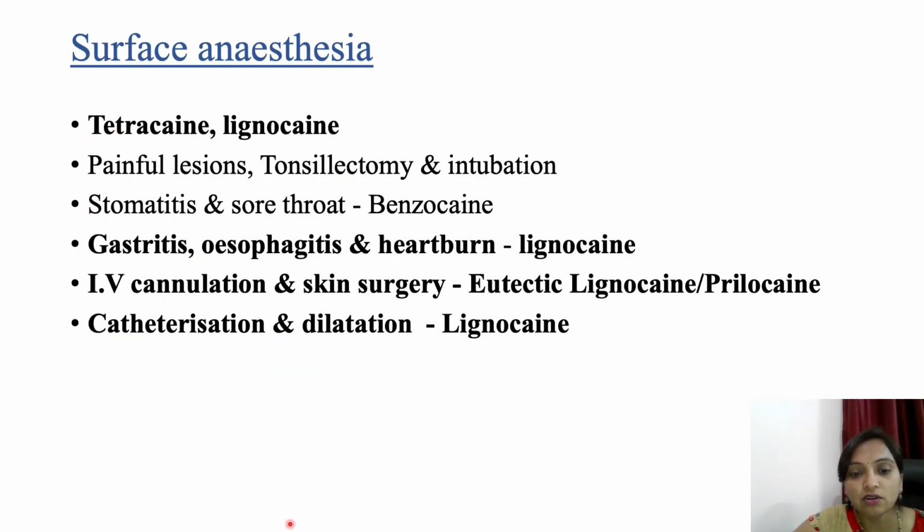Surface anesthetics, as we already saw, the most commonly used are tetracaine and lignocaine. Which conditions are they used in? They are used for painful lesions like mouth ulcer, even in case of tonsillitis, and intubation. Stomatitis, I already mentioned, and sore throat, in those conditions you also use them. Gastritis, esophagitis and heartburn also have lignocaine preparations. For IV cannulation and skin grafting, you take a mixture of lignocaine and prilocaine. We already saw EMLA, where lignocaine is also used, and also for catheterization and dilatation we use lignocaine.